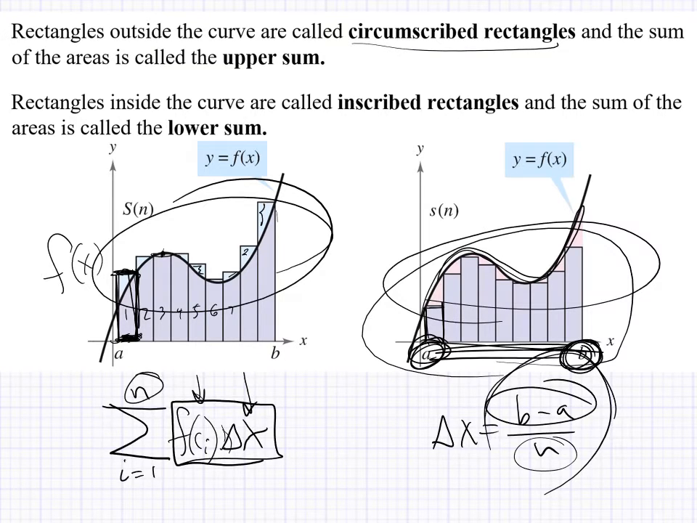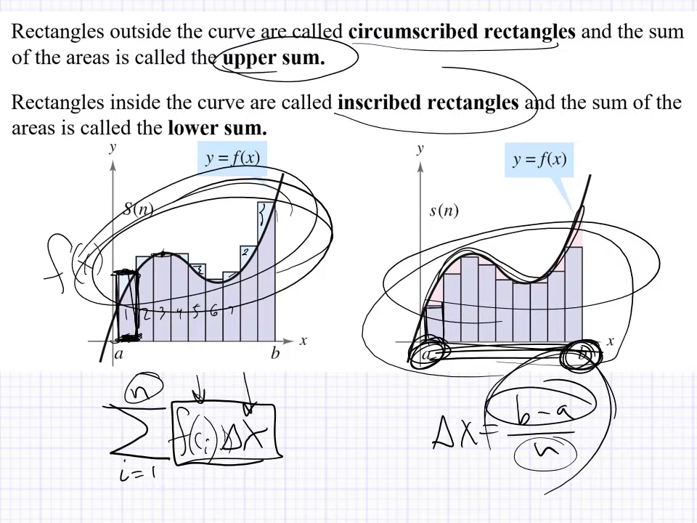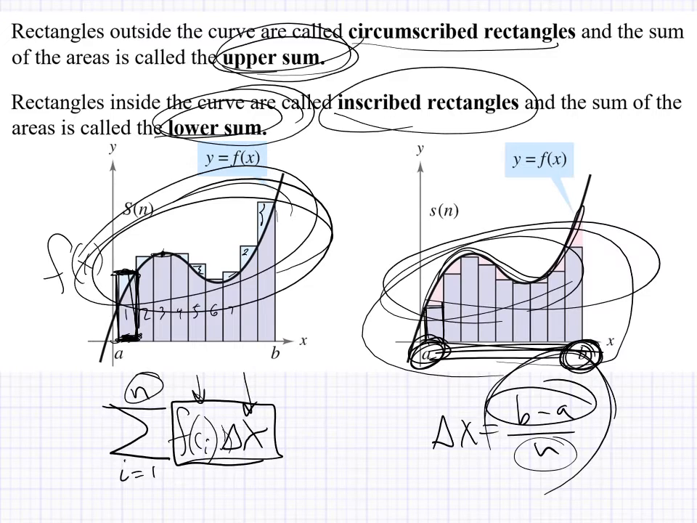Circumscribed rectangles are ones that are above the curve like that. We call that an upper sum. Inscribed rectangles are the ones that are below the curve like this, and that's what we call the lower sum. So this is my overestimate, this is my underestimate.